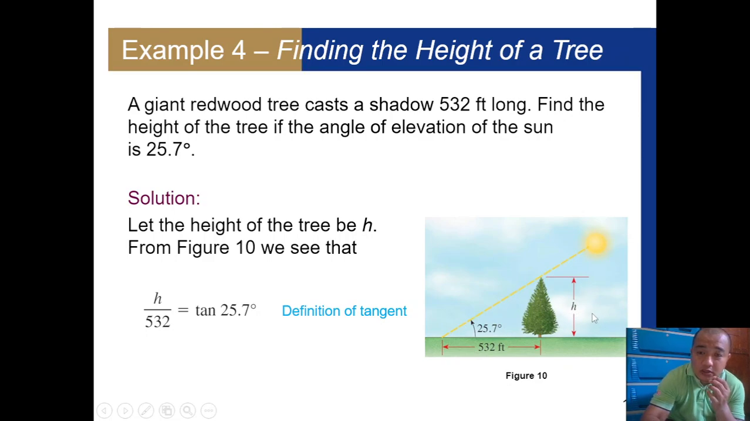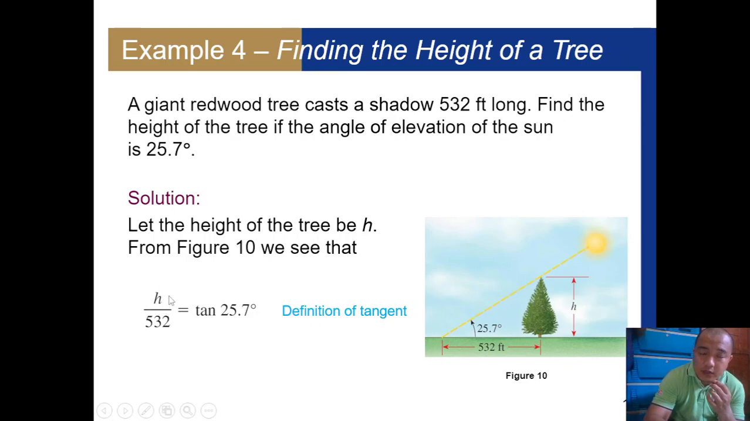H here. So what are the sides involved? Sides involved are the opposite side and adjacent side with respect to the angle of elevation 25.7 degrees. Adjacent side is 532 feet. Opposite side is H, which is unknown. So if these two sides are involved, then the trigonometric function we're going to use is tangent, because the ratio of the tangent function is opposite side over adjacent side. So therefore, tangent 25.7 is equal to H over 532.